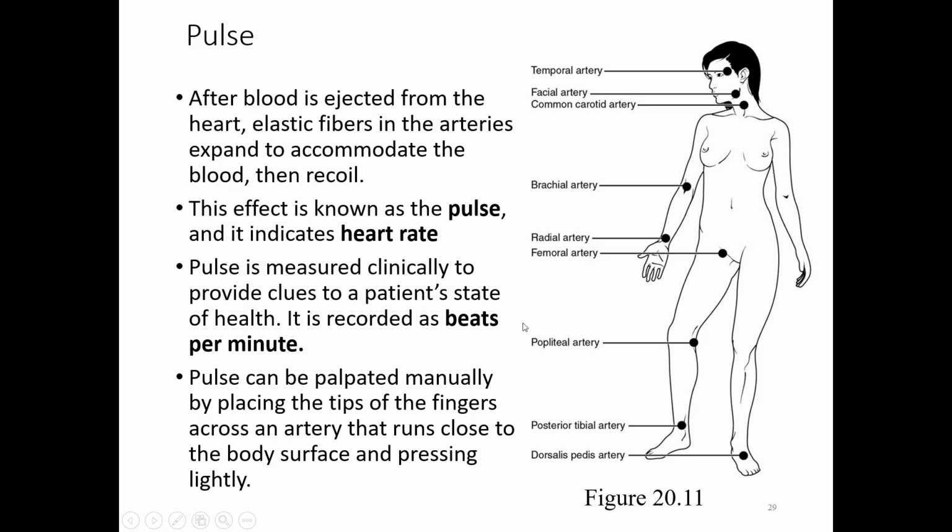Pulse can be palpated manually in many places of the body. Usually we do it on the radial artery, but there are several places. It's common to count it on the carotid artery, the common carotid artery. It also can be checked on other arteries of the body.